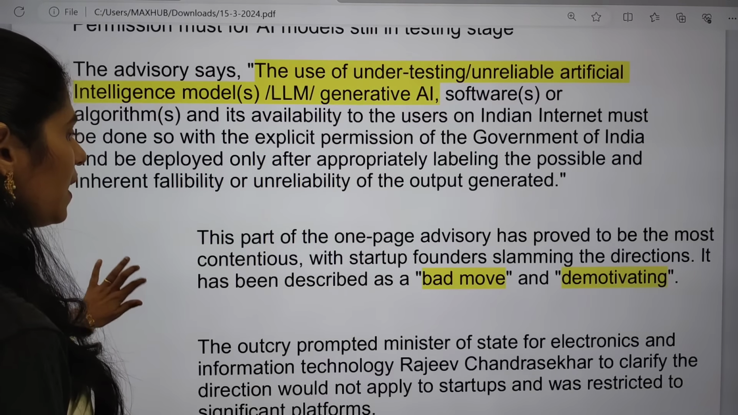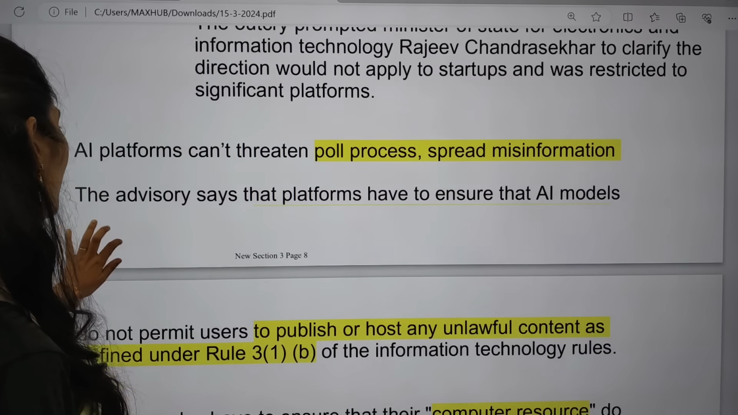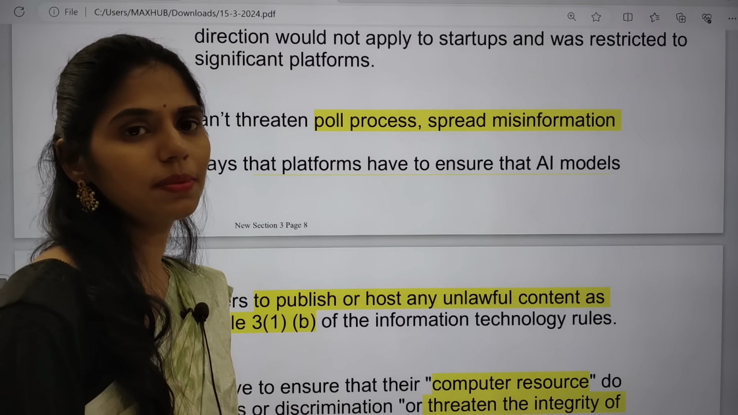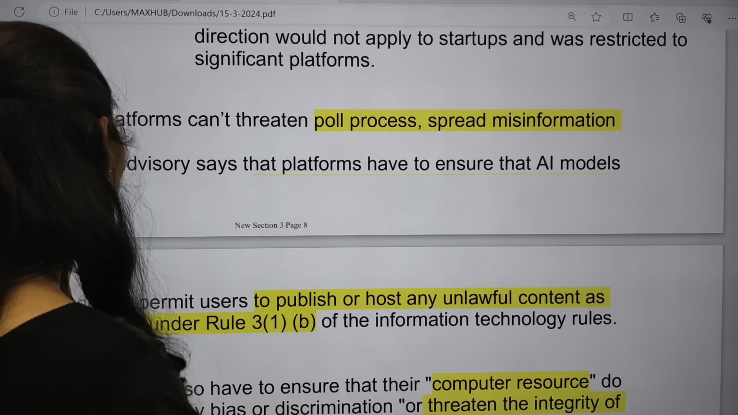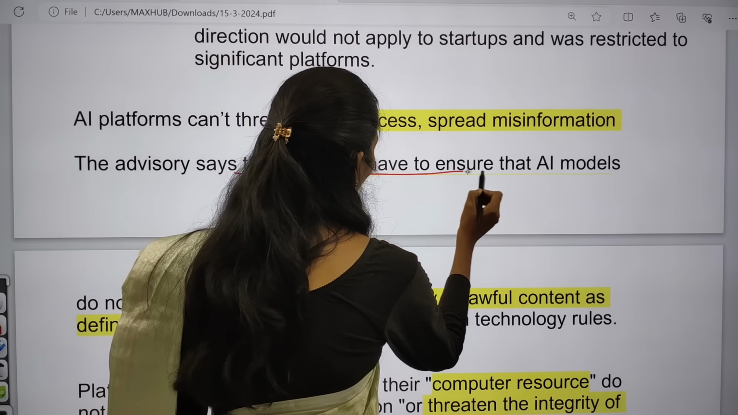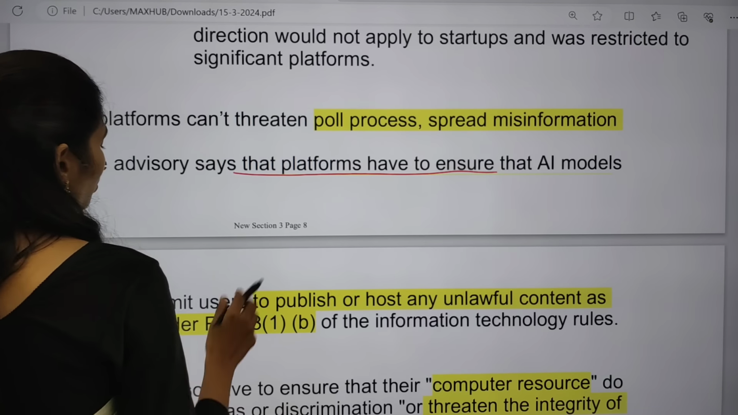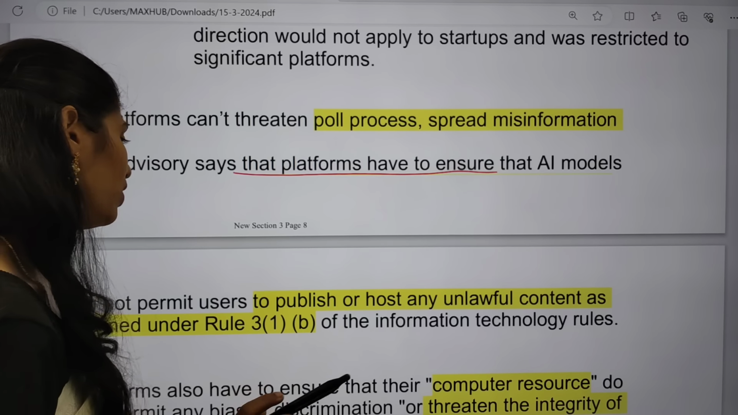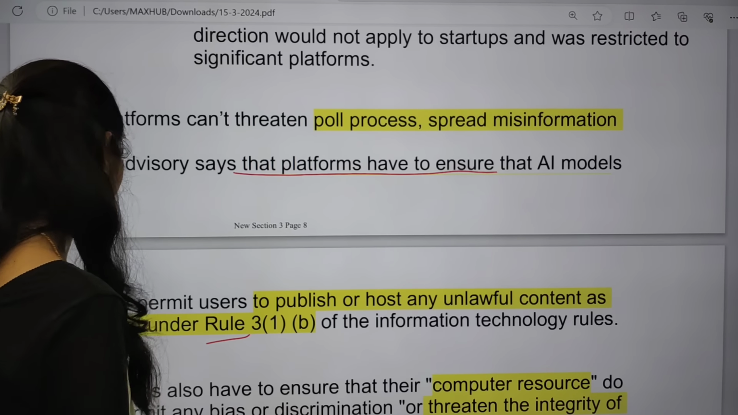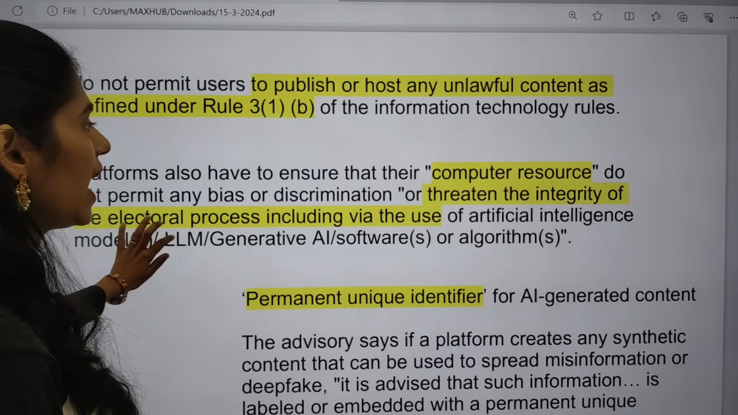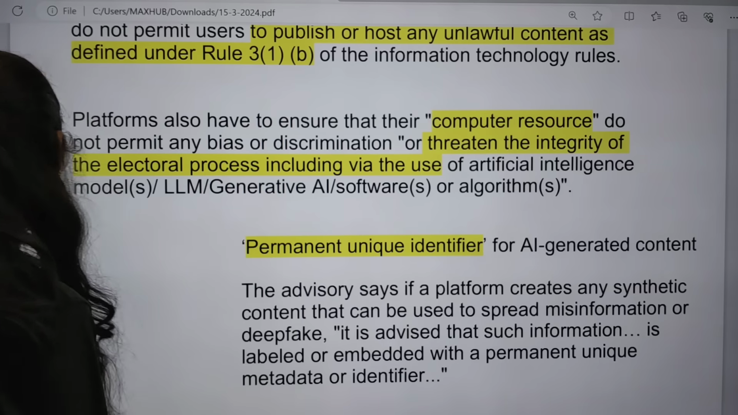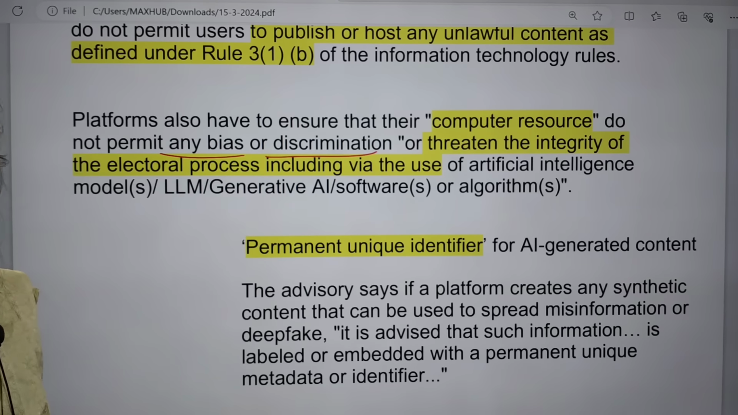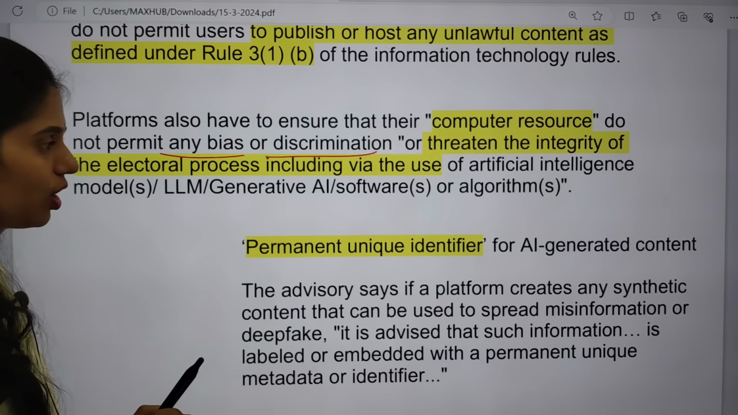Okay. And next one here is AI platforms, they cannot threaten the poll process or spread misinformation at all. So the advisory says that these platforms have to ensure that AI models are not permitted to use, publish or host any unlawful content. Okay. And platforms also have to ensure that computer resources do not permit any bias or discrimination. So it should not be any threat to the integrity of our election process.